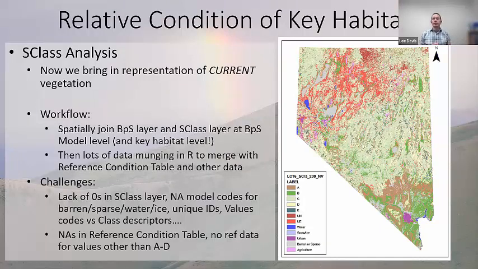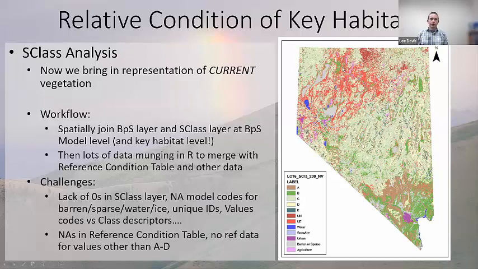To describe the relative condition of the key habitats, we use the S-class data generated from LANDFIRE. Now we're bringing in a representation of current vegetation on the landscape. On the right, you see the S-class data clipped to Nevada. S-class, or successional class data, incorporates a number of metrics, including species composition, cover, and height. Importantly, it also allowed us to map uncharacteristic vegetation, including exotic vegetation cover and conversion to agriculture and urban areas.